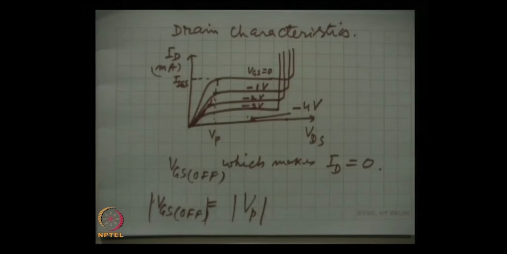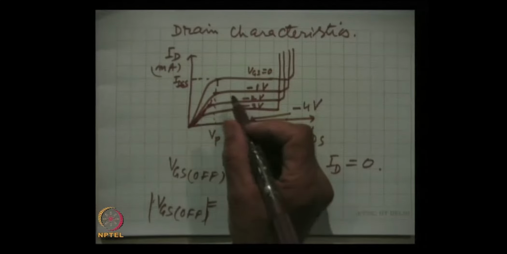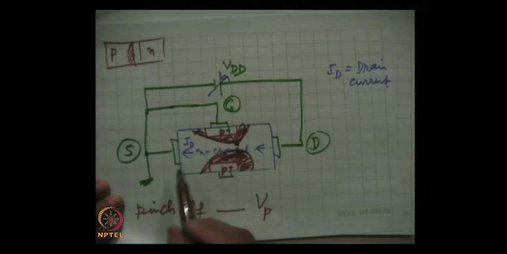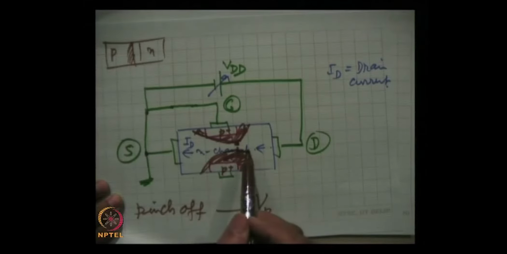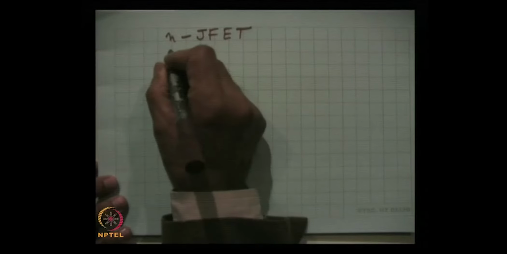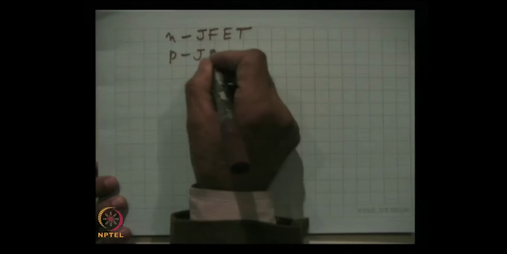Now, the device which we have been talking about so far, the channel was N type. We started with the N silicon and the channel was N type, and this is actually an N type junction field effect transistor, NJFET. We can have a P type junction field effect transistor as well.